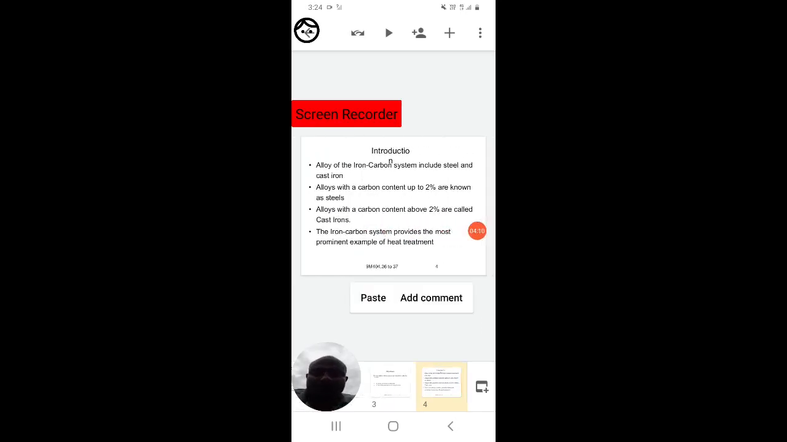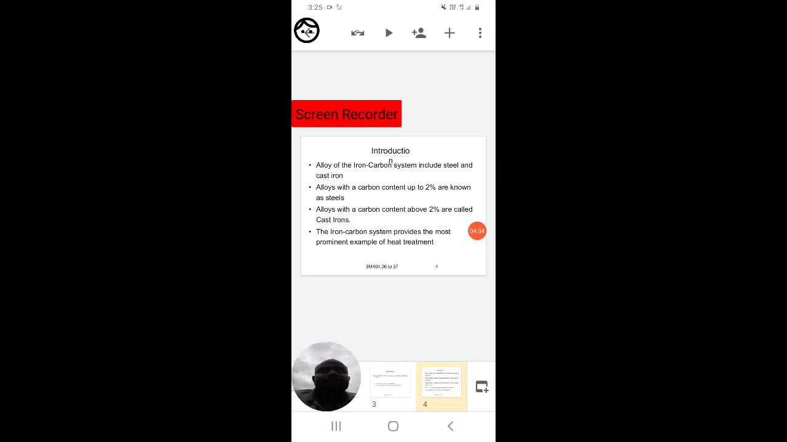First, introduction. Alloys of the iron carbon system include steel and cast iron. Alloys with carbon content up to 2% are known as steel. Alloys with carbon content above 2% and up to 6.67% are called cast iron. This is the main difference, how the carbon percentage influences the iron. By using interstitial solid solution, we will draw the equilibrium diagram.